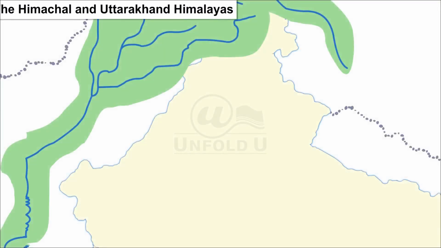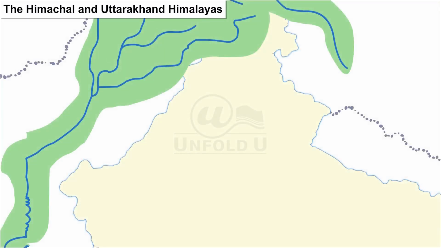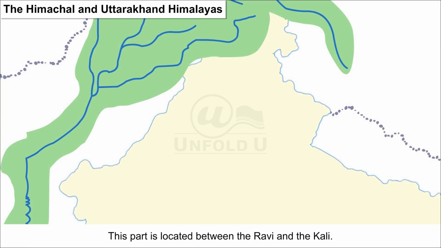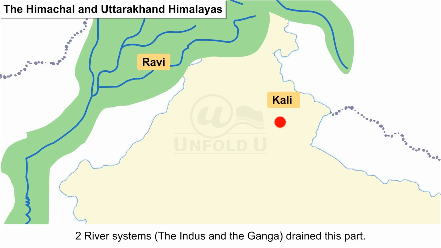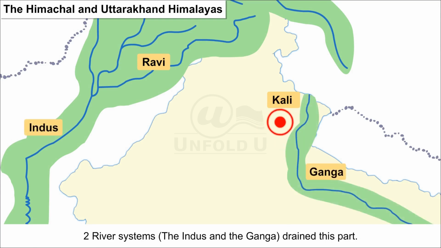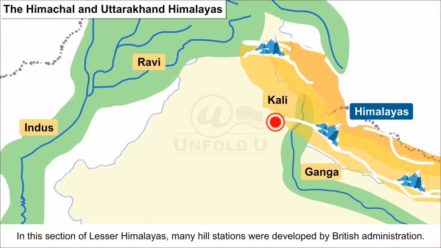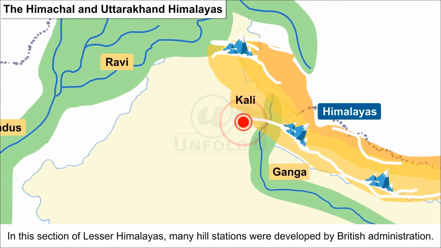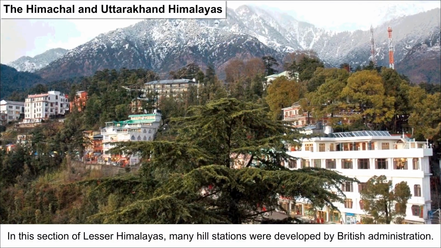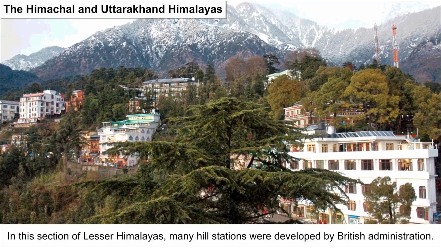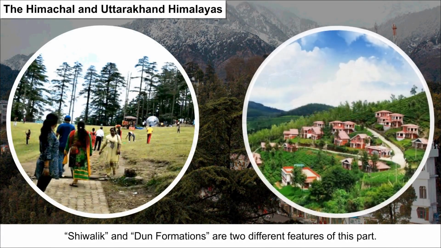2. The Himachal and Uttarakhand Himalayas. This part is located between the Ravi and the Kali. 2 river systems, the Indus and the Ganga, drain this part. All the 3 ranges of Himalayas are eminent in this part. In this section of Lesser Himalayas, many hill stations were developed by British administration. Shivalik and Dun formations are 2 different features of this part.